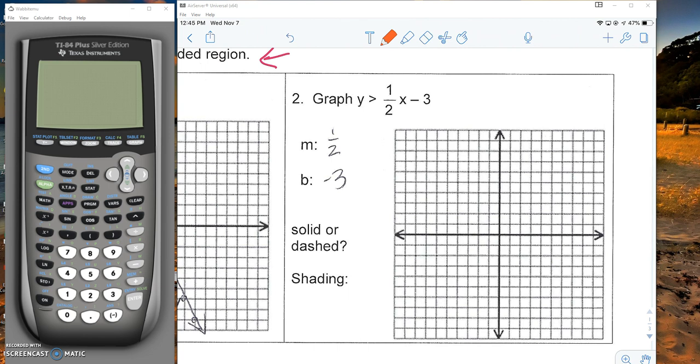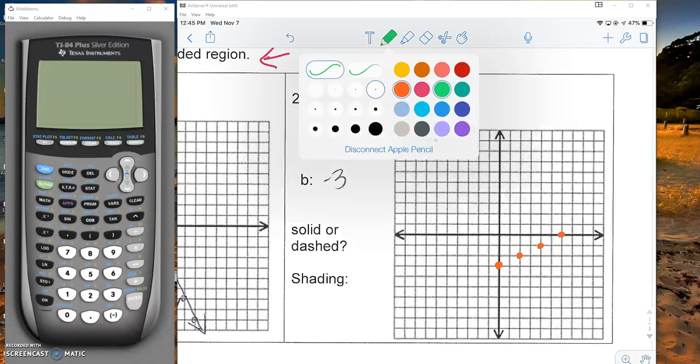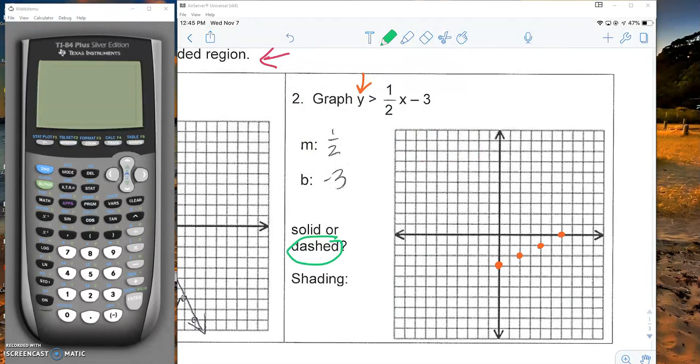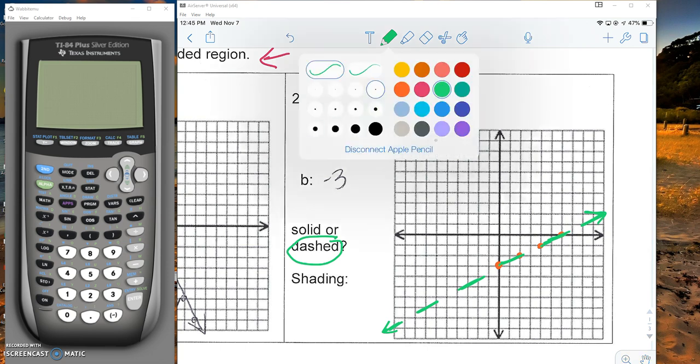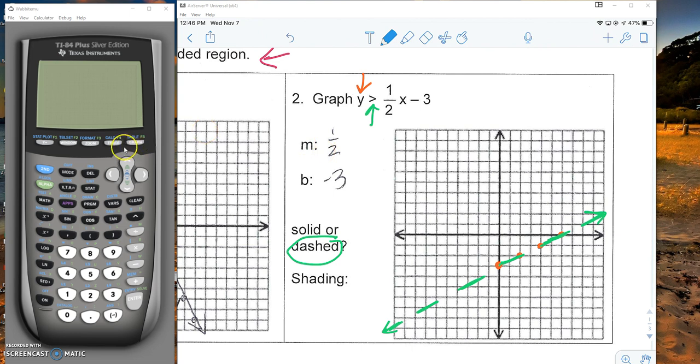So first, we need to solve for y. Well, y is already on its own, so I identify my slope of 1/2 and my b value of -3. So I'll go down to -3. My slope is up 1, right 2, up 1, right 2, up 1, right 2. The line is going to be a dashed line because there is no equal to sign underneath the inequality. Another option for you is to do a filled in line and then erase, but I don't recommend it because students forget to erase. Now the shading I can use my calculator for.